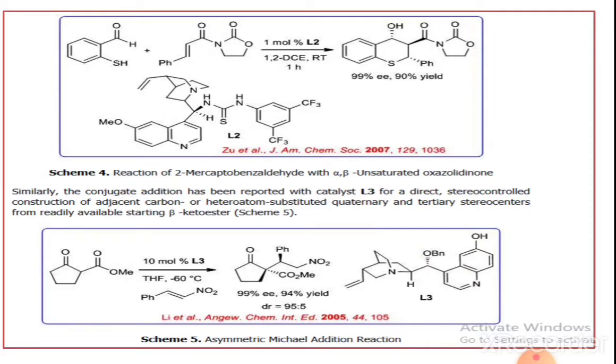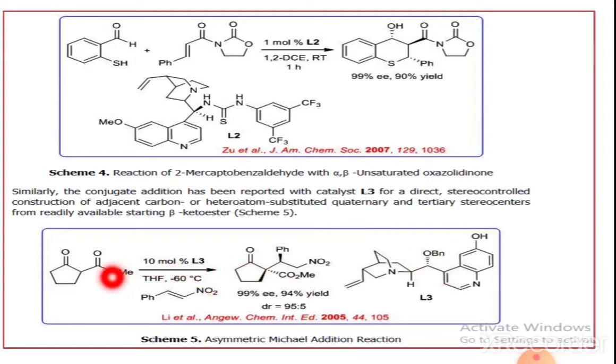Substituted quaternary and tertiary stereo centers from readily available starting beta keto ester. This is a beta keto ester. Here is scheme number 5. It is a simple mechanism, and this overall reaction takes place in the presence of this L3, that means this chiral catalyst.